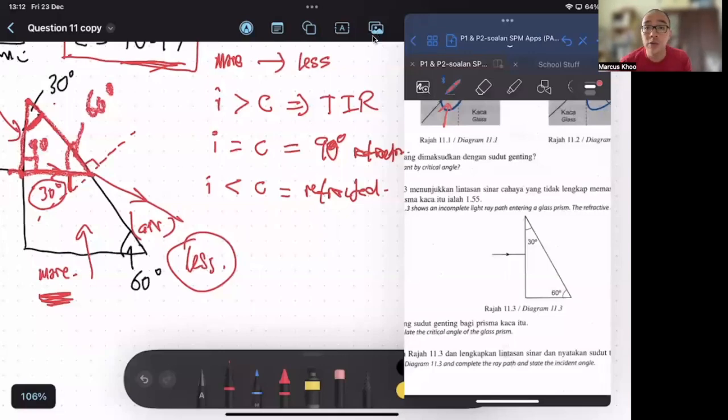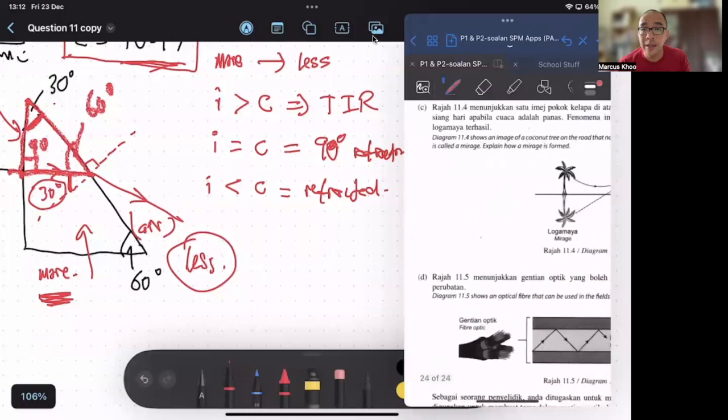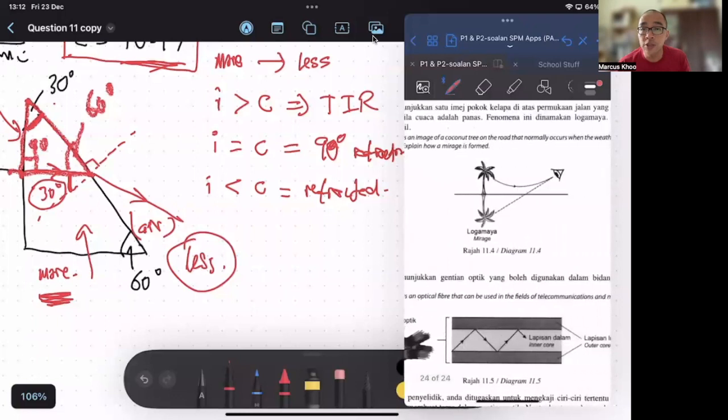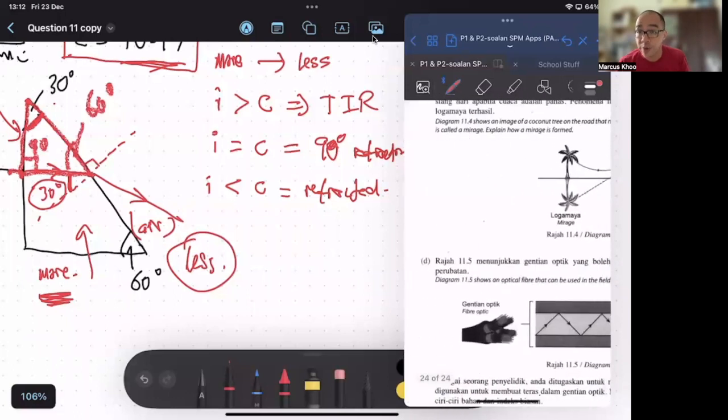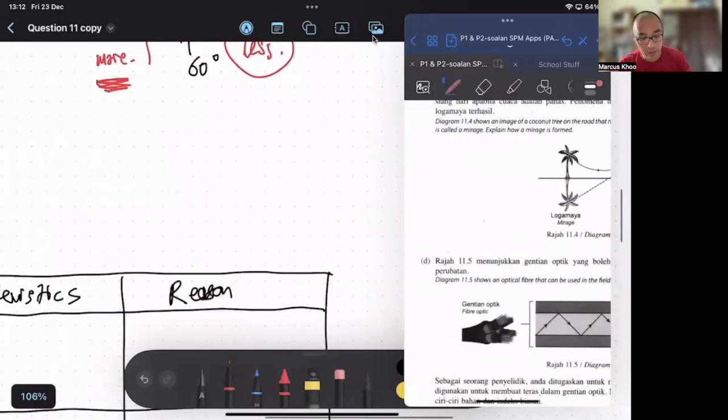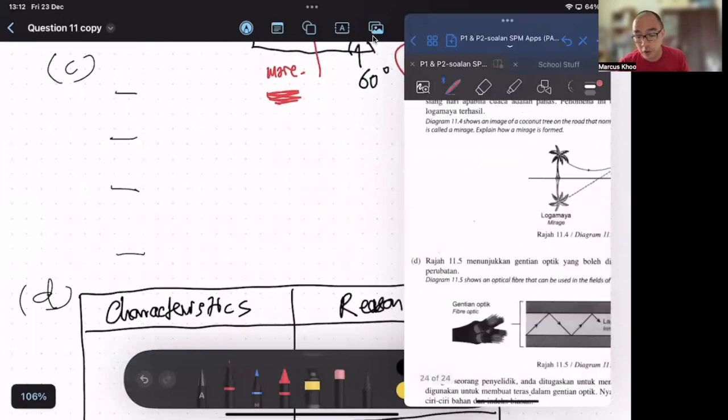Okay, let's continue. So diagram 11.4 shows an image of a coconut tree on the road that normally occurs when the weather is hot. This phenomenon is called a mirage. So explain how a mirage is formed. Okay, so you need the 4 points for this.